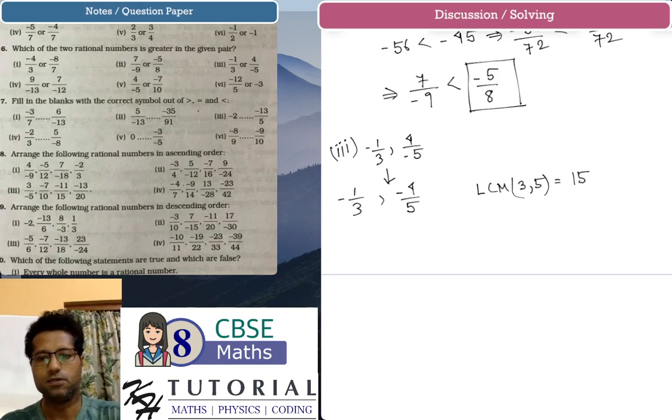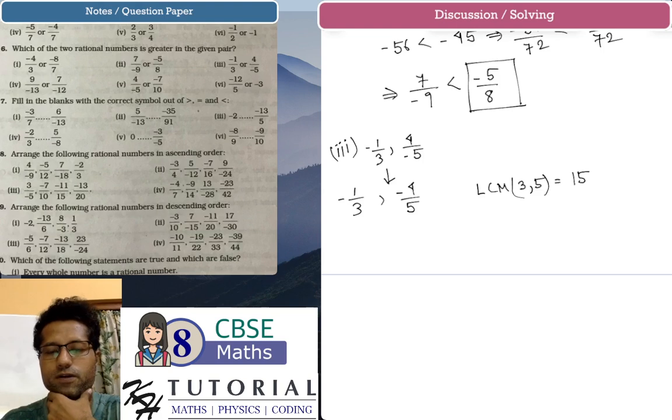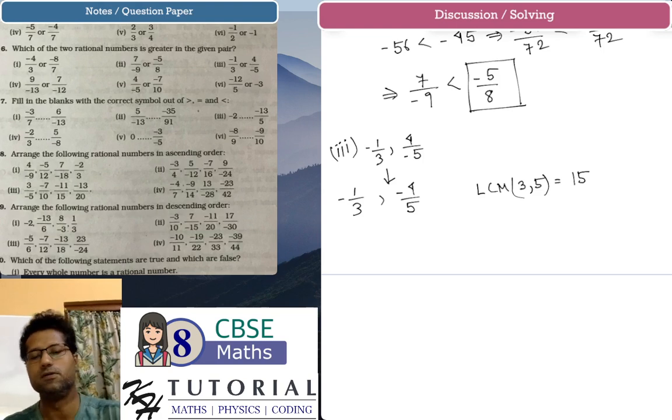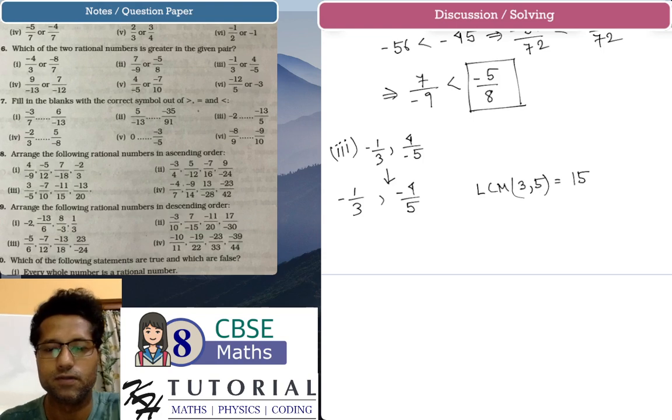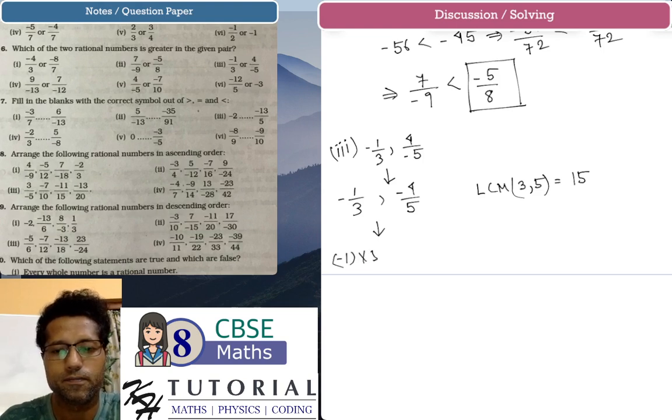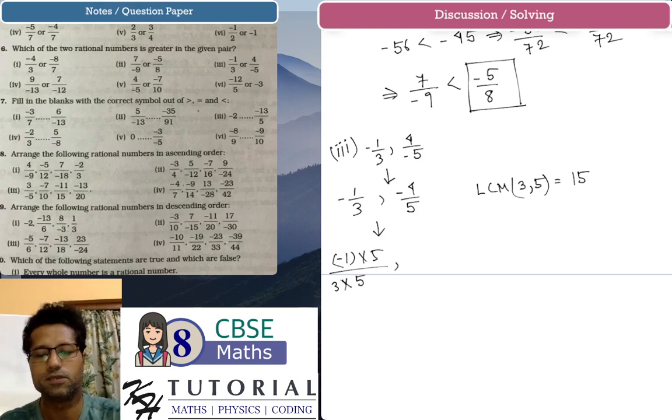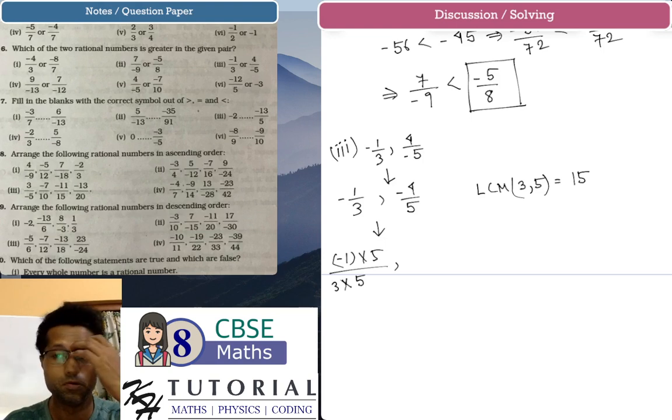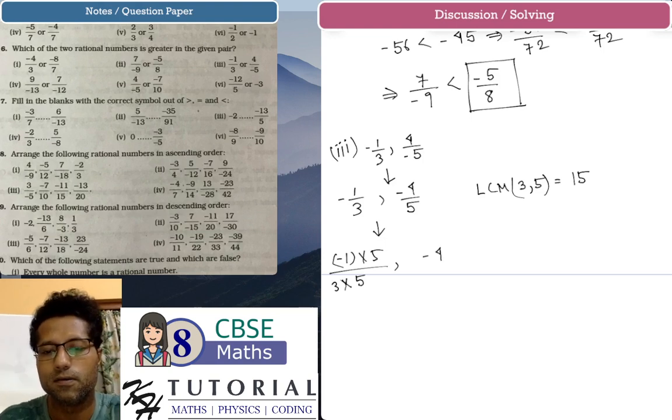Now we need to convert these two rational numbers, that is minus 1 by 3 and minus 4 by 5, to their equivalent rational numbers, so that both the equivalent rational numbers will have a denominator 15. So to do that, for the rational number minus 1 by 3, I have to multiply both the numerator and the denominator with 5. So minus 1 into 5 divided by 3 into 5. And to convert the rational number minus 4 by 5 to its equivalent form, so that the denominator is 15, we have to multiply both the numerator and the denominator with 3.